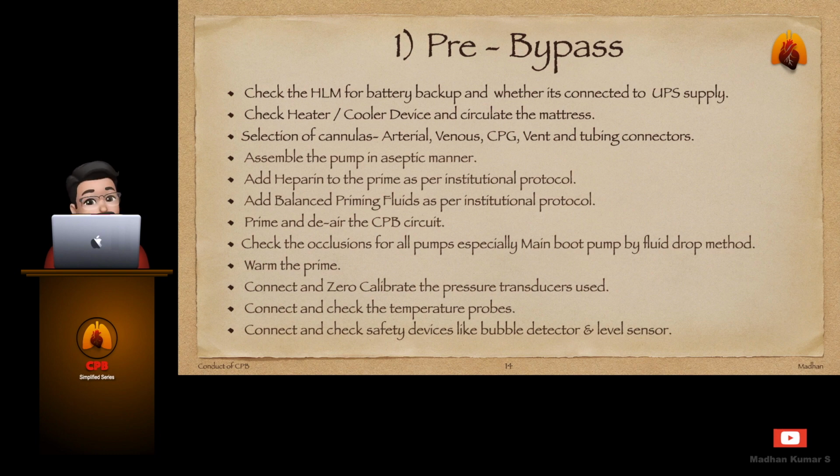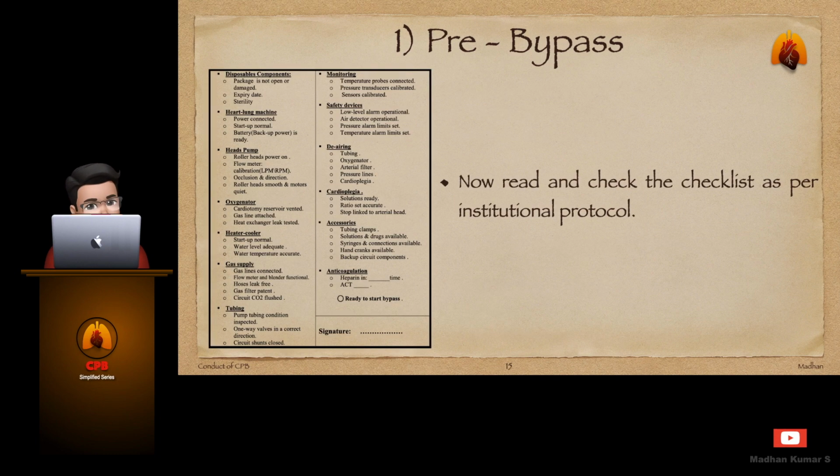Connect and check the temperature probes for your arterial and venous side. Connect and check the safety devices like bubble detector and level sensor. Check the pre-bypass checklist as per your institutional protocol and make sure you sign it.